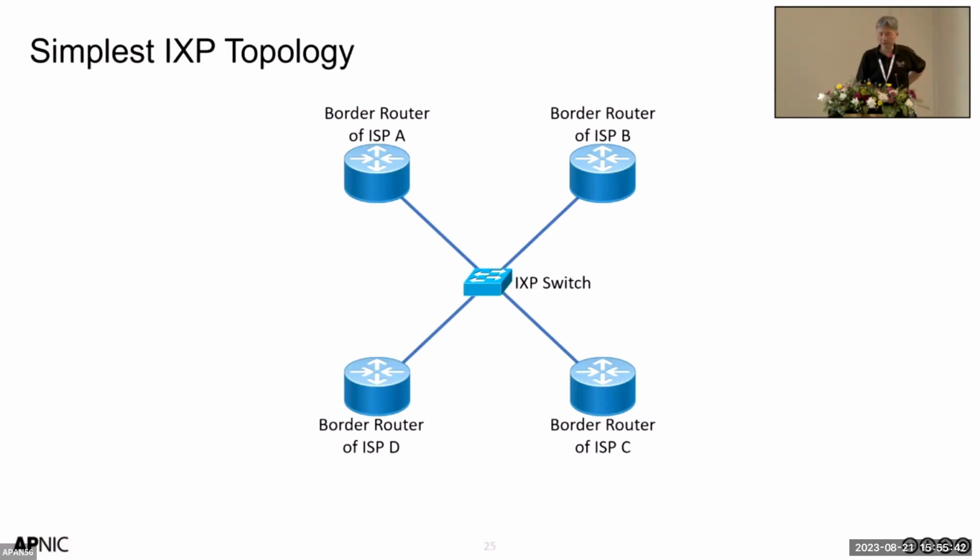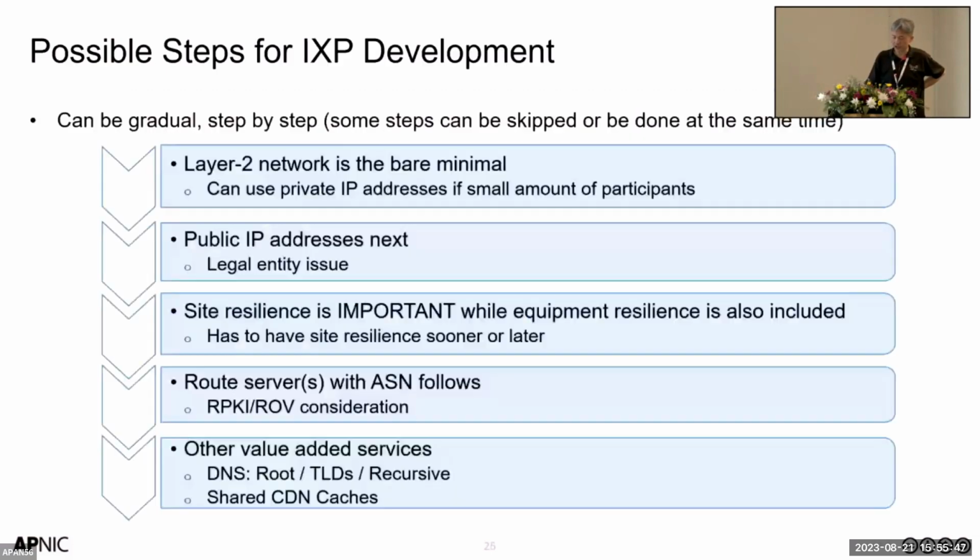As I mentioned, you can start with a very, very small, simple topology, and then you may even use private IP addresses to start with, using one simple switch, and then you change to use public IP addresses later. But please bear in mind, if you need to apply for IP addresses from APNIC, you need to be a legal entity. That's the thing you need to keep in mind.